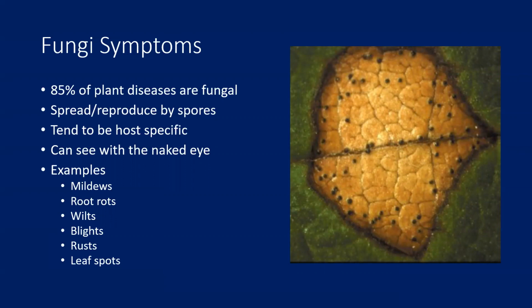And examples of fungal infections include mildews such as powdery mildew, which looks like baby powder on the leaves, root rots, wilts, blights, rust, and one of the most common symptoms, like what we're looking at there, are leaf spots.